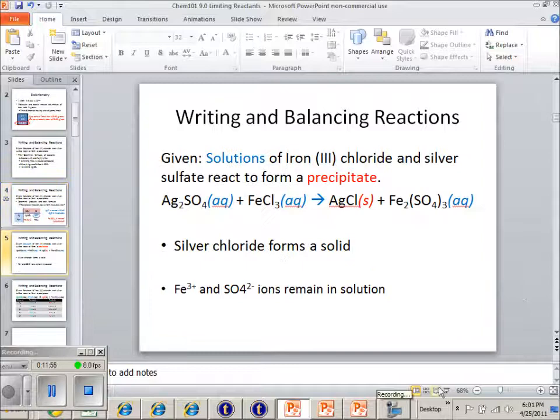You should also be able to show me what the state symbols are. So AQ means aqueous or in solution. S means solid. So if somebody says precipitate, that means solid. And if AQ, it means solution. G is gas. And if you make water and it's in a water solution, you should call it L for liquid.